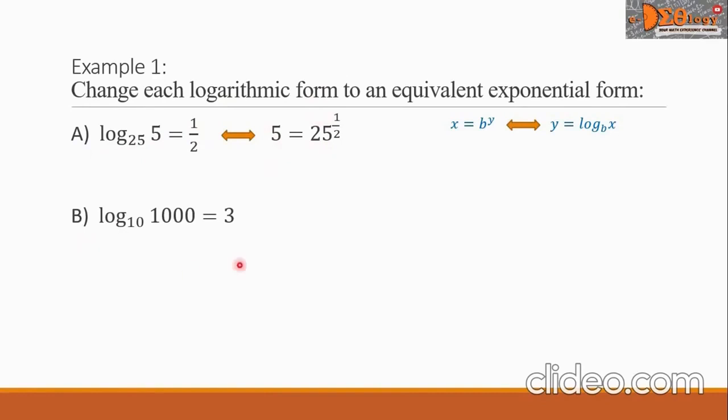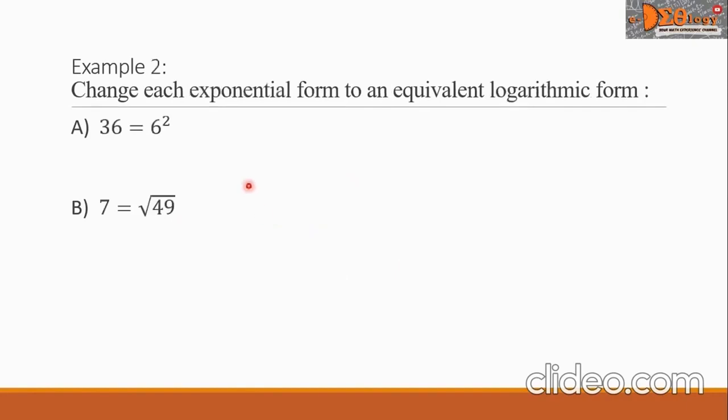For letter B, the equivalent exponential form is 1000 equals 10 raised to 3. From the given problem, log of 1000, we're going to write this 1000 again here, and this is equal to the base 10 of the log, the same base for the exponent, and this number 3 is the exponent in here. So 1000 equals 10 raised to 3. This is our final answer.